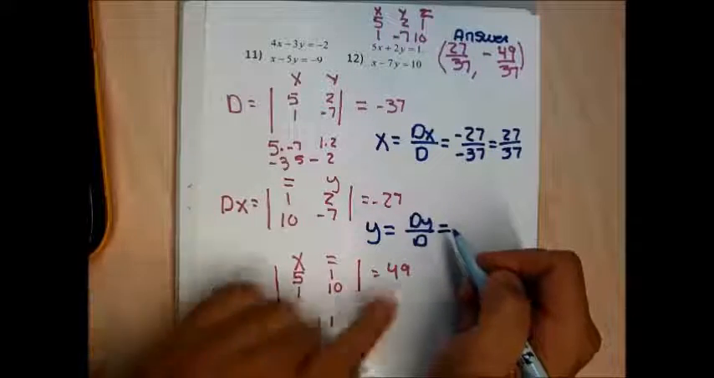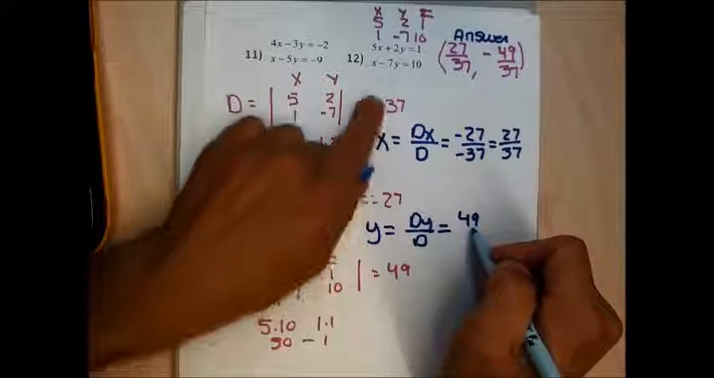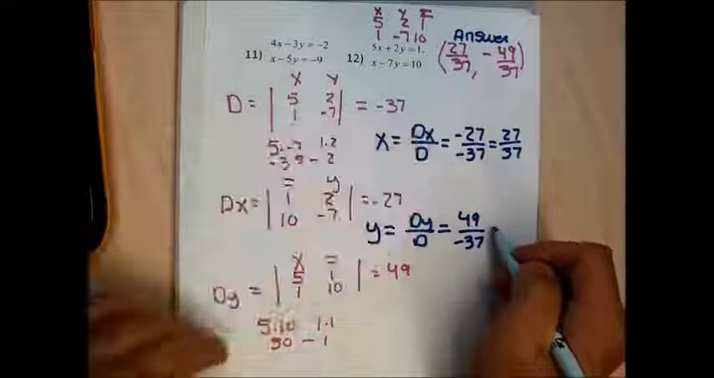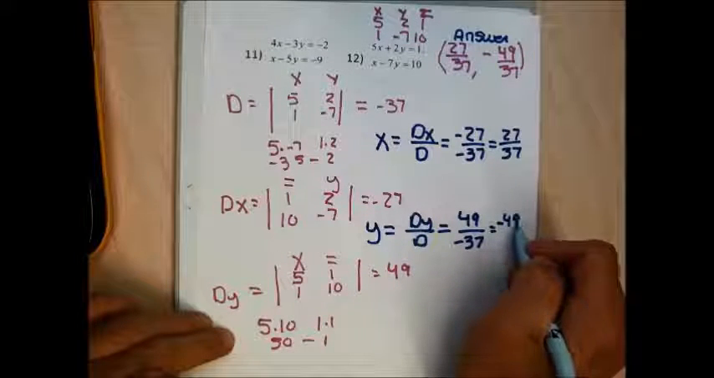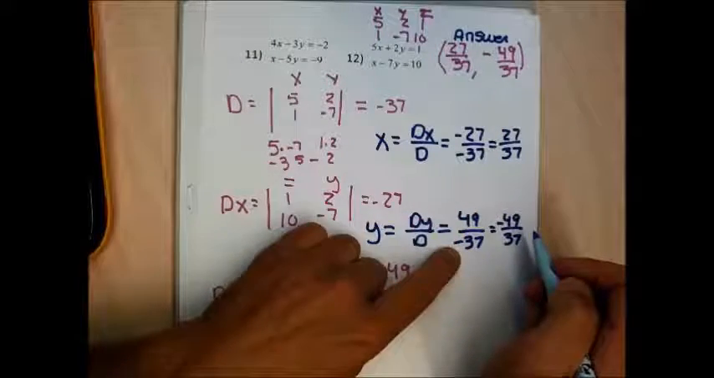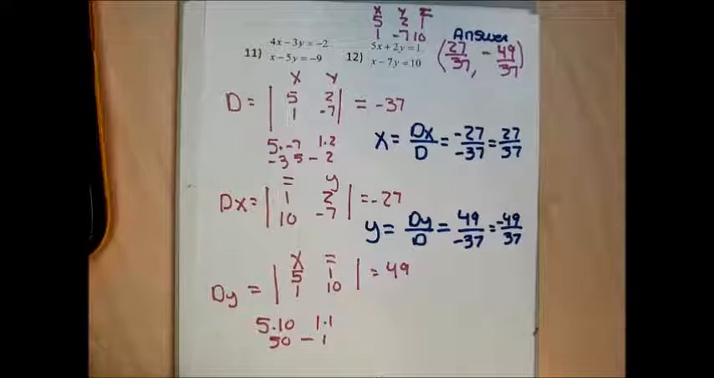The d sub y number is 49. The d number is negative 37. My calculator moved the negative up to the numerator, and I'm going to do the same. But you certainly could say the answer to the y is 49 over negative 37. That would be okay. All right, so give 11 a go.